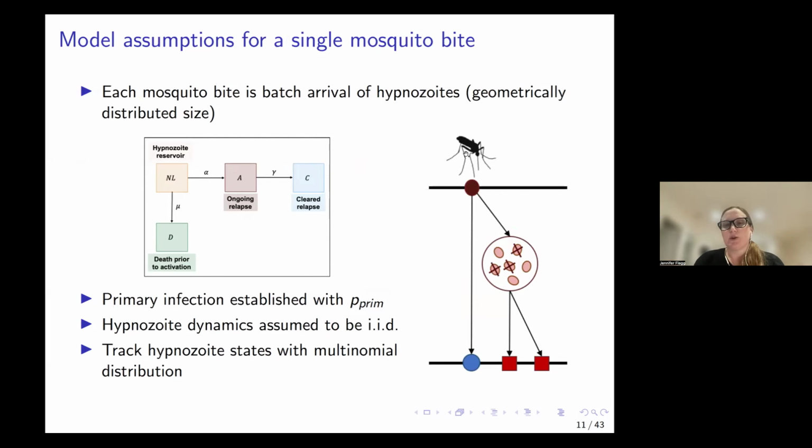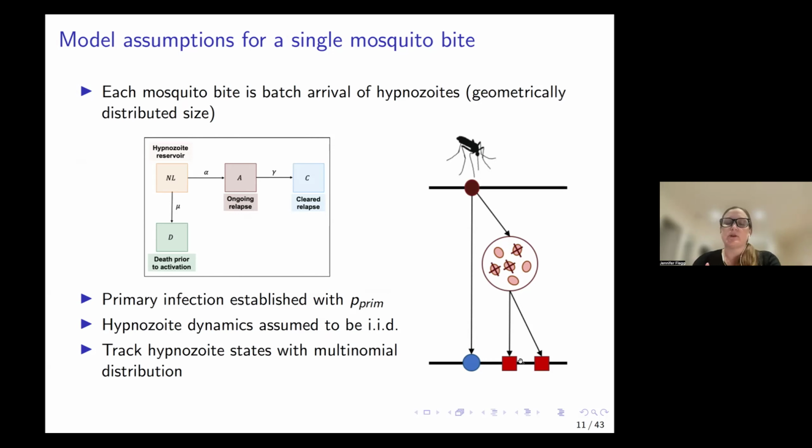So that mosquito bite may give rise to a primary infection, and we assume that occurs with some probability P_prim. That may change depending on if you've been bitten recently or what geographical setting you live in. So those hypnozoites that are laid down, that's a geometric random variable for how many there are. Some of them may die, we could see them crossed out, and then some of them will activate and then cause further relapses.